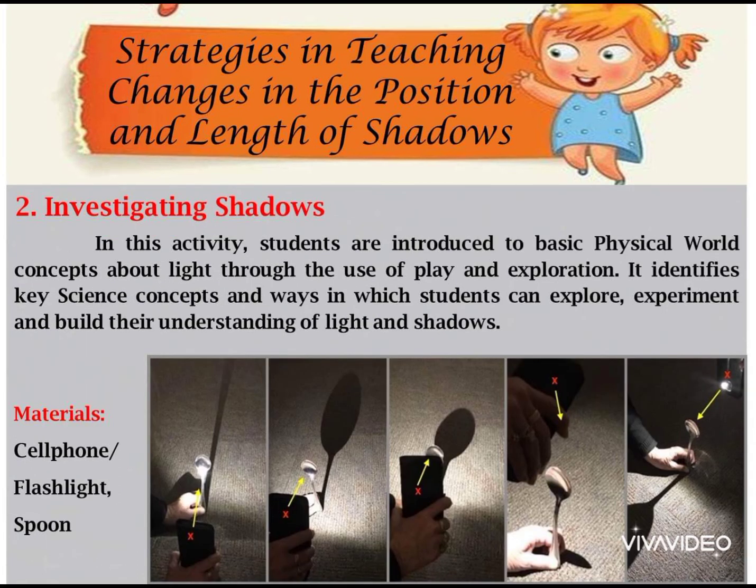The second one is investigating shadows. In this activity, students are introduced to basic physical world concepts about light through the use of play and exploration. It identifies key science concepts and ways in which students can explore, experiment, and build their understanding of light and shadows. They can use cell phone, flashlight, spoon, or other materials.